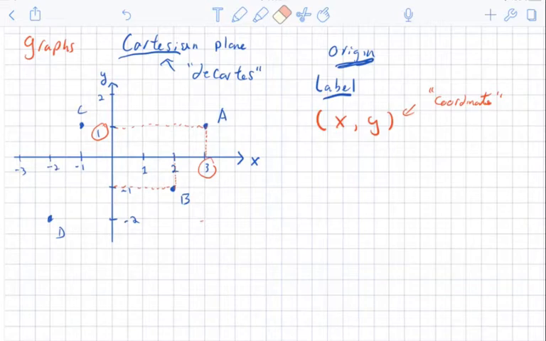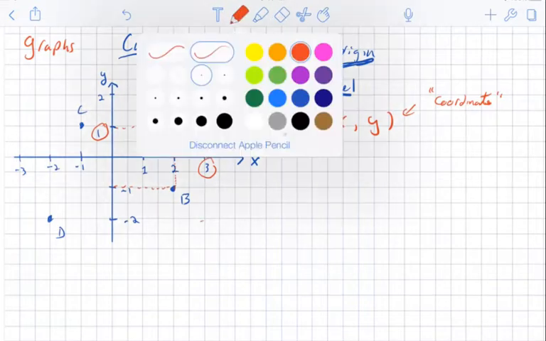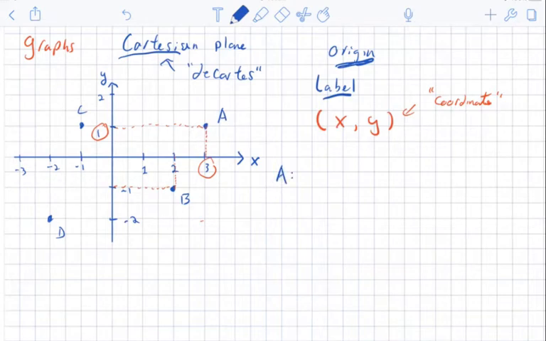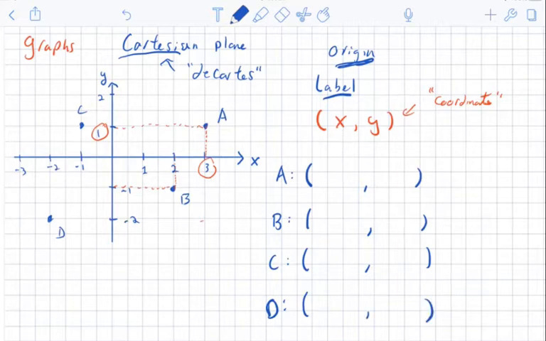Okay, so where were we? Right. Let's write the coordinates for each of these points. Point A has coordinates. Point B has coordinates. Point C has coordinates, and point D has coordinates. Like I said, two numbers with parentheses around them, separated by a comma. The x-coordinate, the x value, is always first, and the y value is always second.